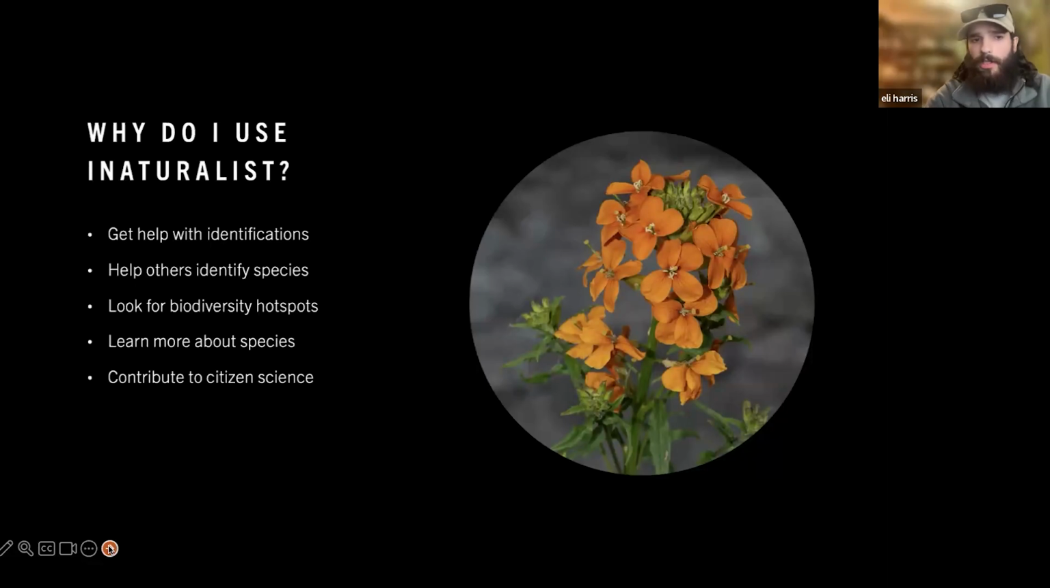Whenever I travel to different states, I'll usually look on the Explore map to see if there's any biodiversity hotspots near where I'm traveling. So that's a good thing about iNaturalist as well. On iNaturalist, you can learn a lot about the species on the taxon page. And the really big reason that I use iNaturalist is I'm able to contribute to citizen science.